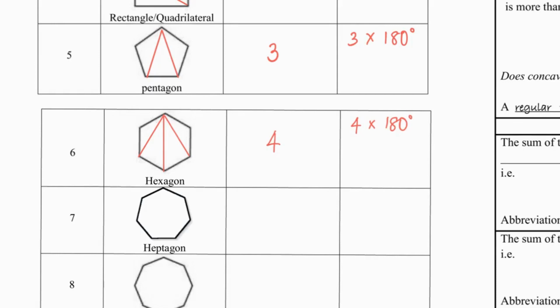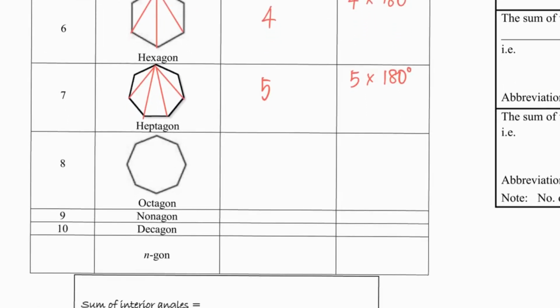Heptagon. So let's continue this activity. 1, 2, 3, 4, 5. 5 triangles. So this will be 5 times 180 degrees. And I continue. Still got a few more. Octagon is an 8-sided figure.